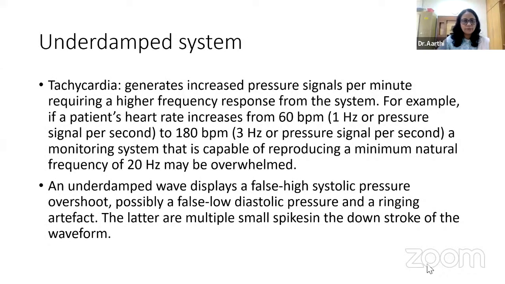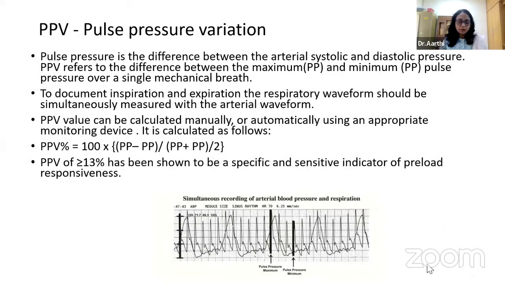So that's the same thing. So these are all the various definitions we need to understand with respect to arterial blood pressure monitoring. Coming to invasive hemodynamic monitoring with respect to arterial blood pressure monitoring, we have an important parameter called pulse pressure variation.